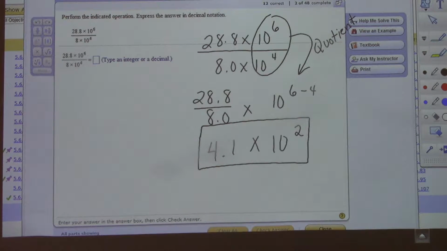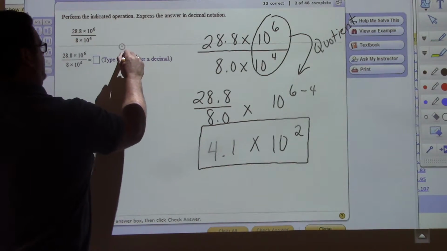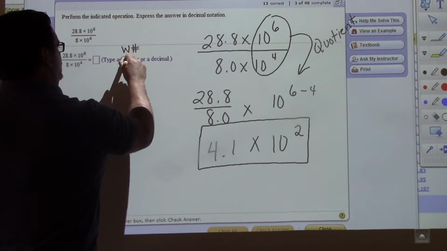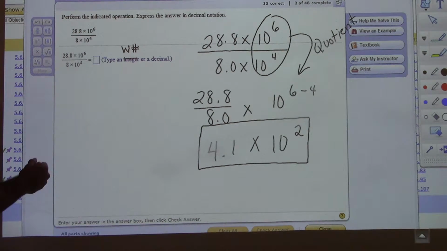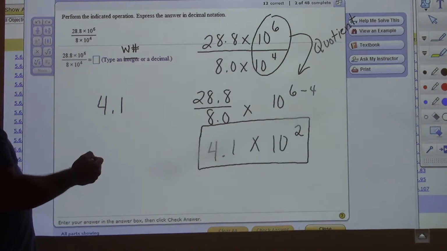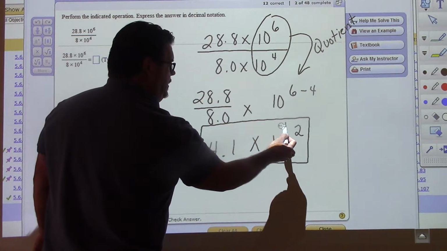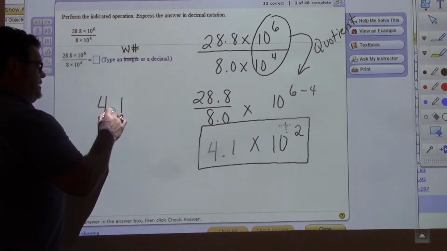And none of us read from right to left. We all read from left to right. So your first number is 4, and the decimal is there. So now to change it into the answer, it says type as a whole number or a decimal. So 4.1. And which way are we going to move the decimal? This sign, there's nothing there, so it's assumed to be what? Positive, so that means to the right.